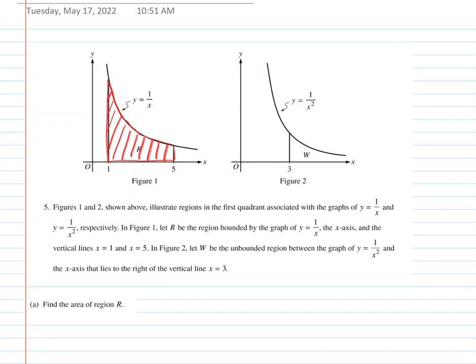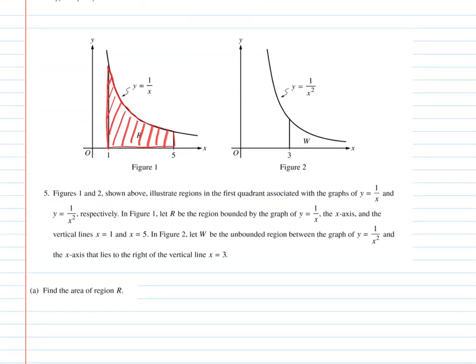In figure 2, let W be the unbounded region between the graph of y equals 1 over x squared and the x-axis that lies to the right of the vertical line x equals 3. Find the area of region R. So the area of region R is shown in the red lines right there. It's pretty straightforward. And because this is the non-calculator part, we just have to find the answer exactly.